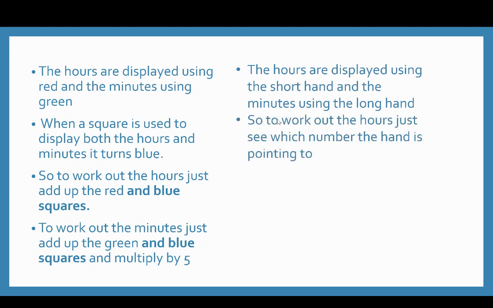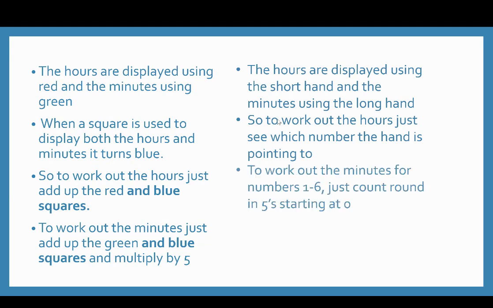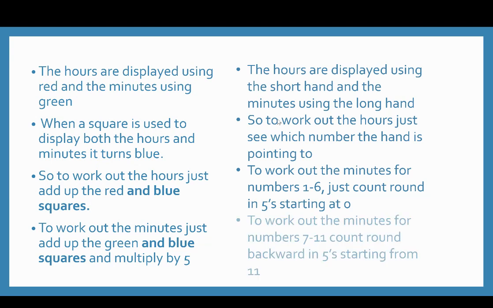To work out the hours, just see which number the hand is pointing to. That's very straightforward. To work out the minutes, that's where it all goes horribly wrong. For the minutes, for numbers 1 to 6, just count round in 5 starting at 0. That's really quite complicated. To work out the minutes for numbers 7 to 11, count round backwards in 5 starting at 11. This is why children find it hard, because it is hard.